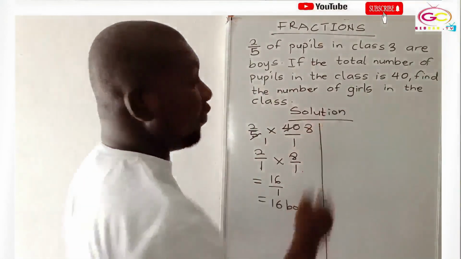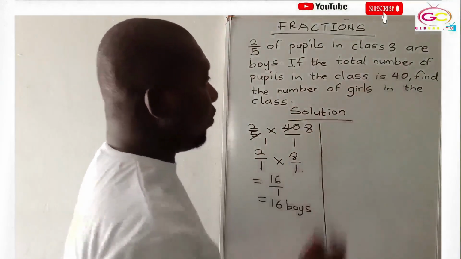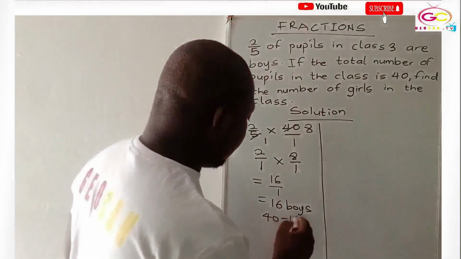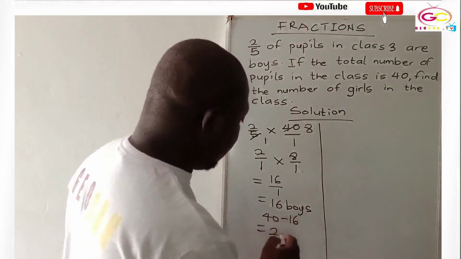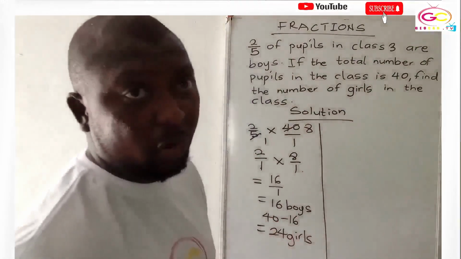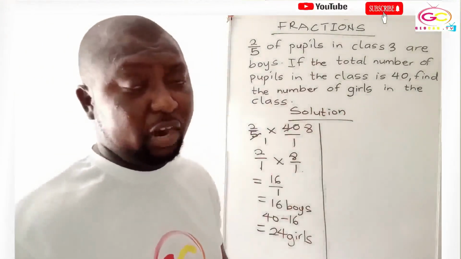But we are told to find the number of girls, right? And since we know the total number, the 40, minus the number of boys, right? So 40 minus 16 will give us 24 girls. So meaning you have 24 girls. That's what we were told to look for, easy as ABCD, right?